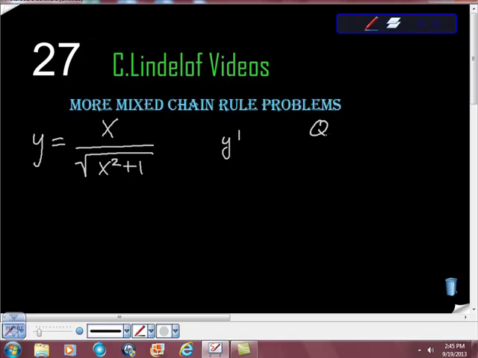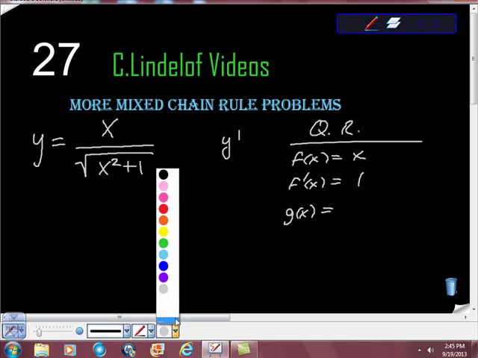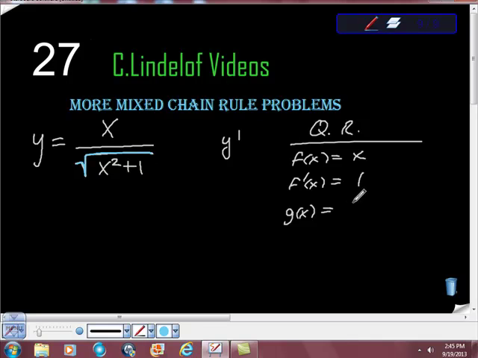I'm going to set up the quotient rule here. And I know for the quotient rule, I need f of x is the top, g of x is the bottom. So let's say f of x is equal to x. F prime of x, well, of course, the first derivative of x is 1. And then g of x, I'm going to rewrite it a tiny bit. It's just this bottom portion, right? So it's the square root of this whole thing, and I'm going to rewrite the square root as 1/2 power of x squared plus 1.